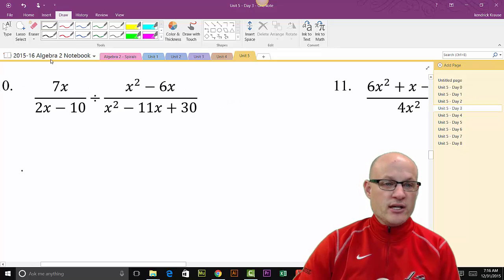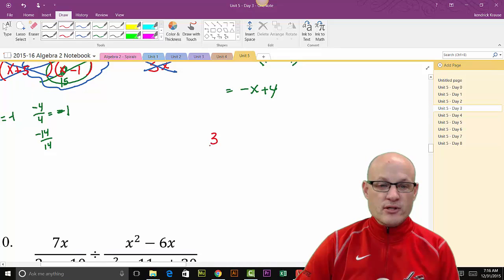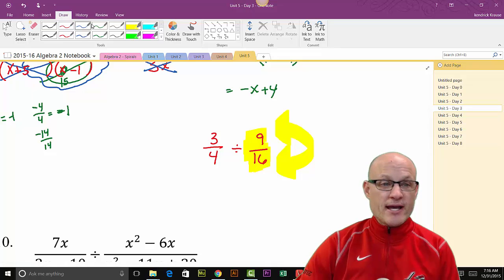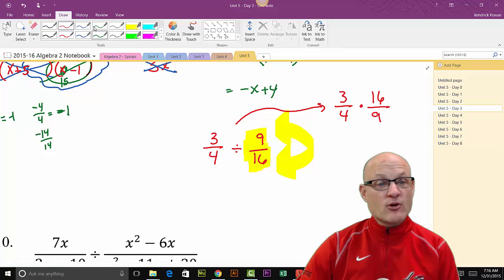Now, division is, if you remember from 3rd grade or 5th grade or whatever, if you've got 3/4 and you're going to divide it by 9/16, what you need to do is take this fraction right here. It's always the fraction that immediately follows the division symbol, and flip it and multiply. So what happens is this problem becomes 3/4 times 16/9. And then I can go through and start simplifying.